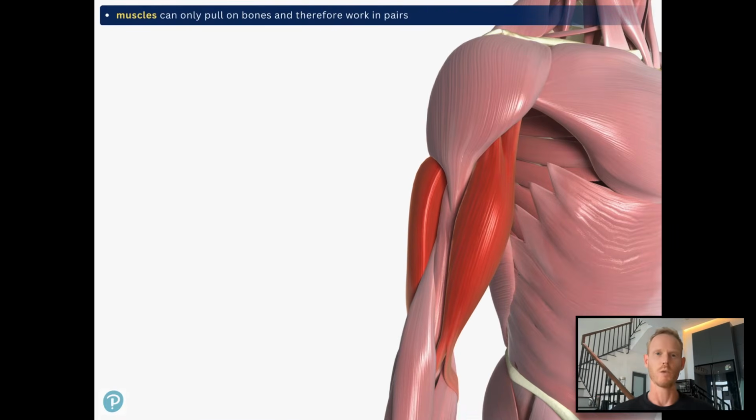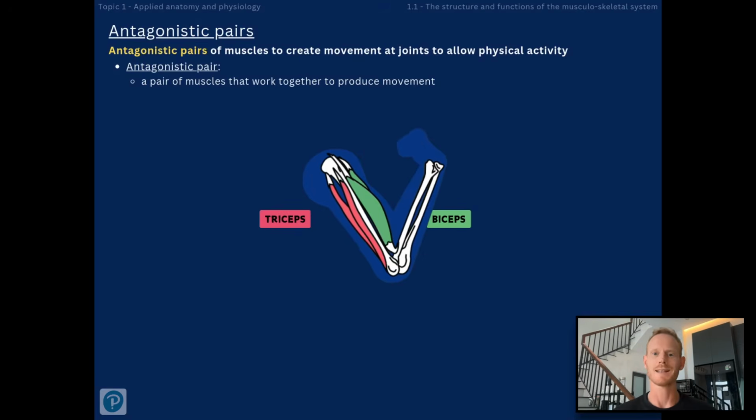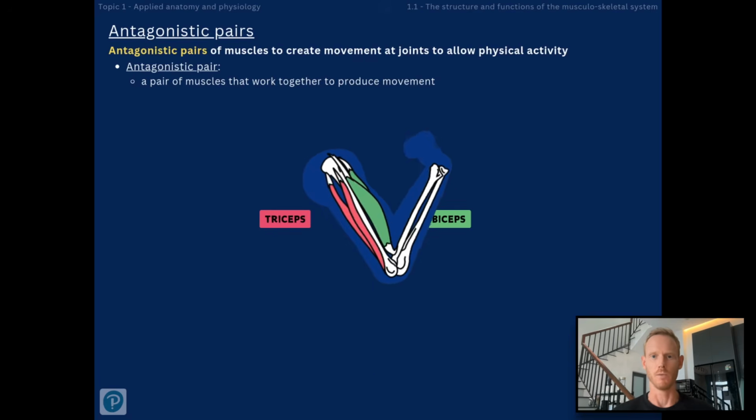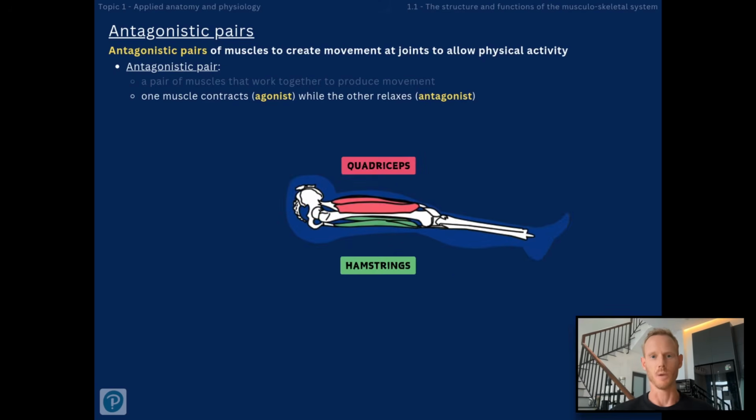Since muscles can only pull but not push on bones, muscles must work in pairs to ensure that movement in both directions is possible. A pair of muscles that work together is known as an antagonistic pair. As one muscle contracts or produces force, the other relaxes to allow the movement to occur. Within an antagonistic pair, the two muscle groups are classified according to their roles. The muscle that contracts to initiate the movement is known as the agonist, while the muscle that relaxes is known as the antagonist.